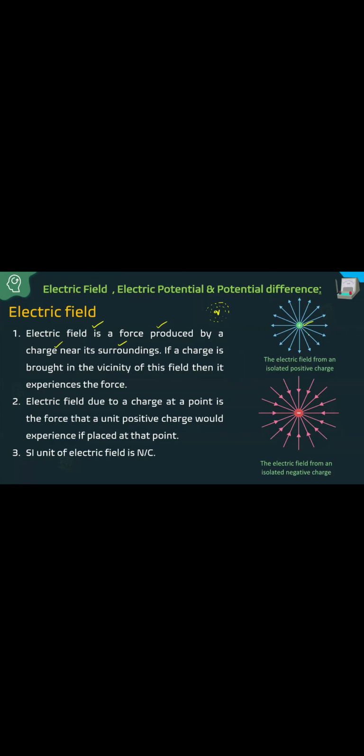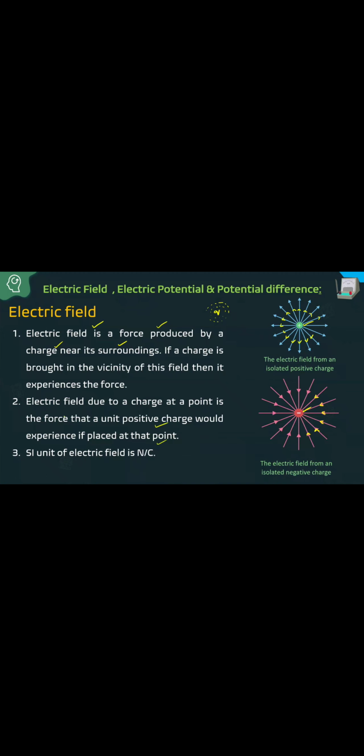There is a positive charge and there is a negative charge. Due to a positive charge, the electric field from an isolated positive charge is in the outward direction. Like this, the electric field from an isolated negative charge is acting inwards. Electric field due to a charge at a point is the force that a unit positive charge would experience at that point.